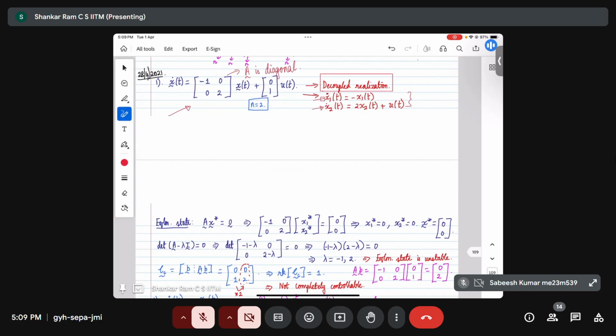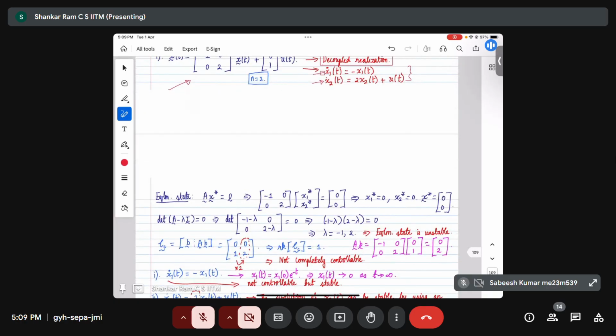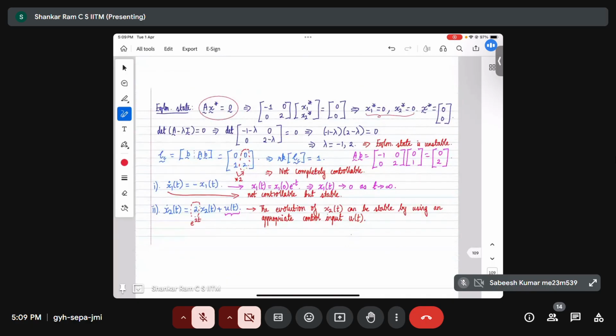So we look at the equilibrium state. If we solve A x star equal to 0, we get x1 star equal to 0 and x2 star equal to 0. So we get the equilibrium state as 0 and 0, or in other words, the origin is the equilibrium state. Once we calculate the equilibrium state, we look at the stability of the equilibrium state.